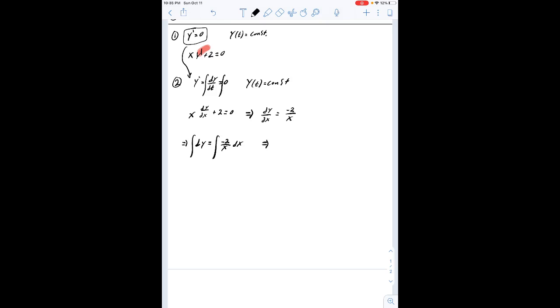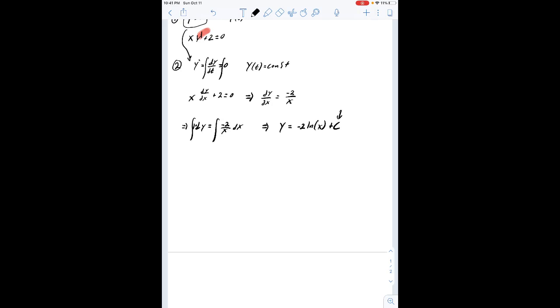The integral of 1 times dy is just going to be equal to y, and then we have the integral of negative 2 over x. That's just going to be negative 2 natural log of x, and then since this is an indefinite integral, we always add a plus c. This plus c is actually really important for future differential equations, and it's always going to be found given your initial condition.